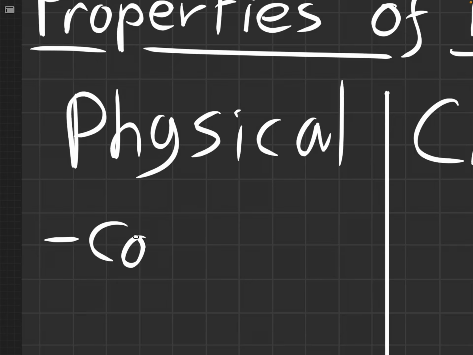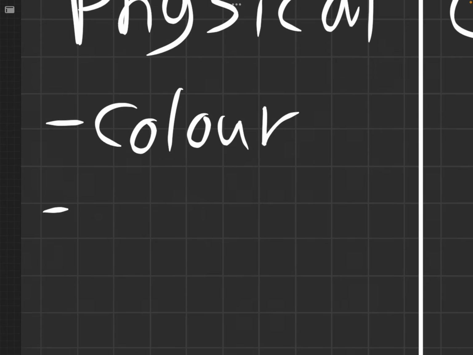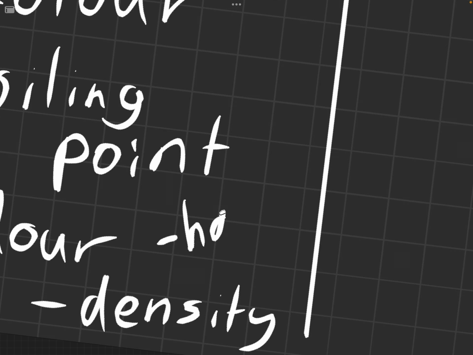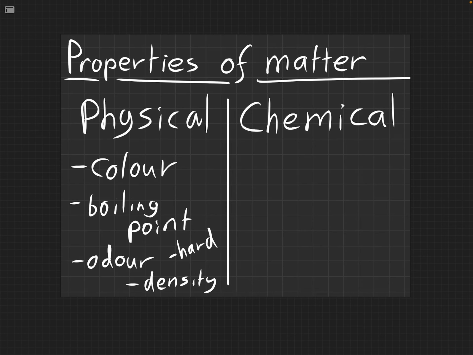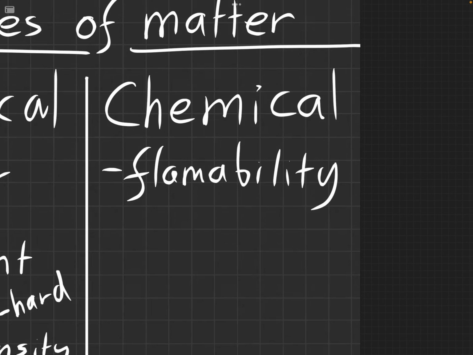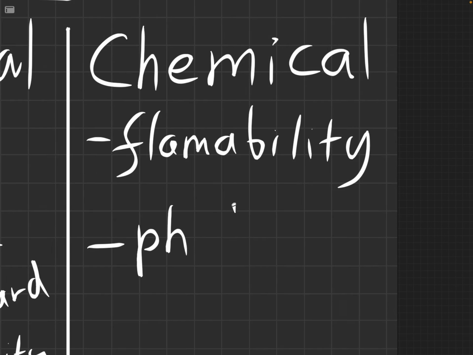So this would include a substance's color. It would include its melting temperature or its boiling point. It might include its odor, its density. It might include how hard or soft it is if it's a solid. While a chemical property might describe the way that a substance might react with other substances and change. A perfect example of this might be flammability, which is its ability to burn in the presence of oxygen. Another chemical property might be a substance's pH level, as this only affects a substance when it's in contact with another substance and it loses or gains hydrogen ions.